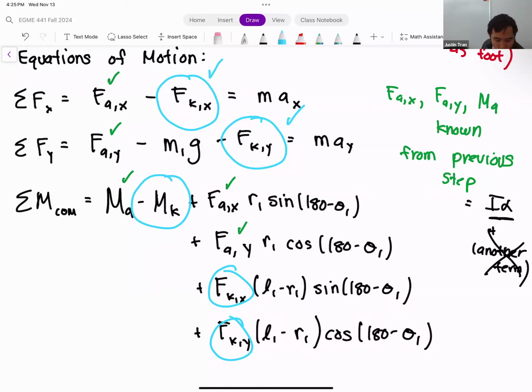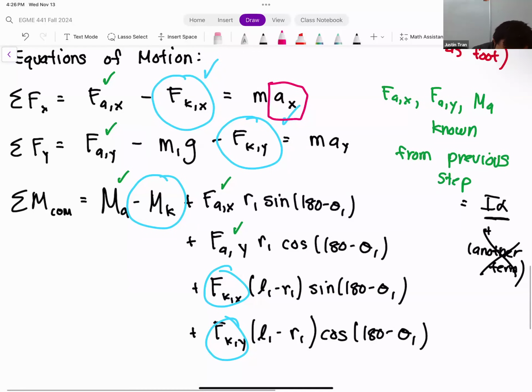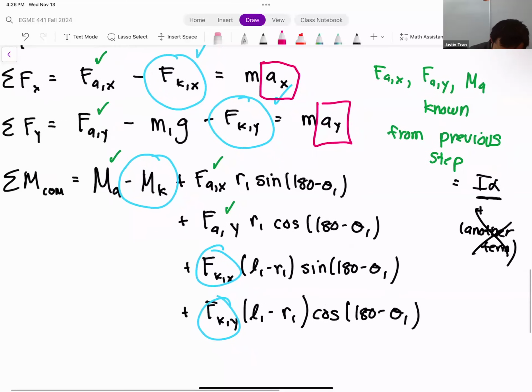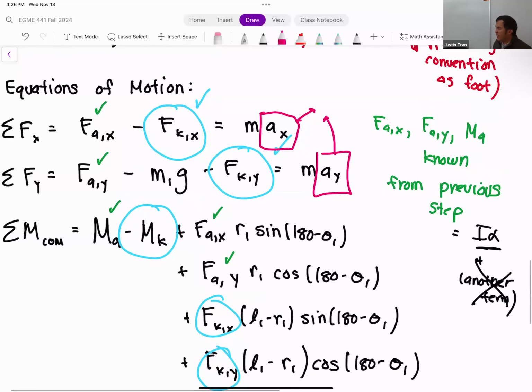But there is one order of business that we need to take care of before we move on to the thigh. Okay, and that is these quantities here. Specifically AX and AY. So AX and AY, if you recall from your first physics course or dynamics course, this is the linear acceleration in the x direction and the y direction.